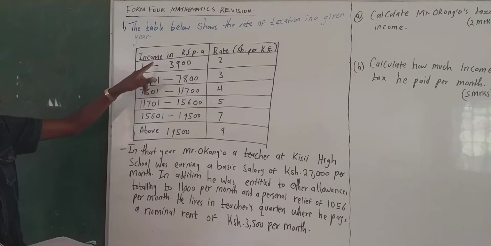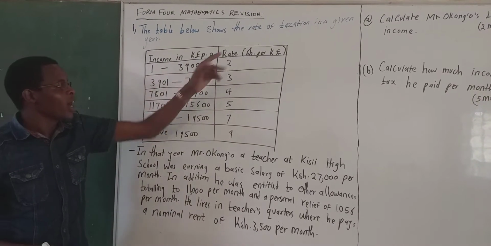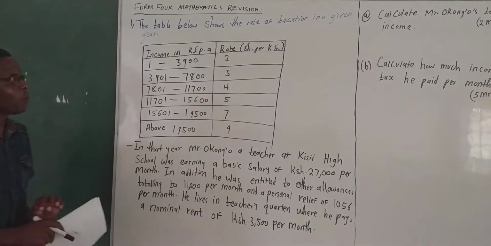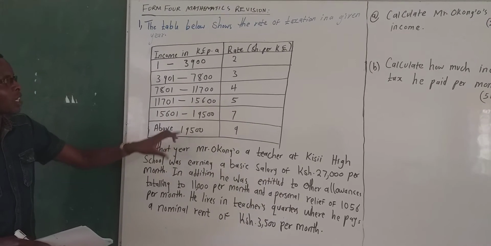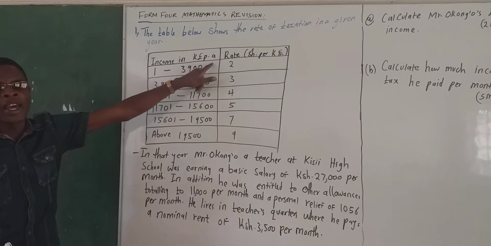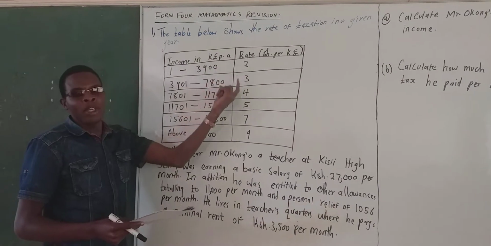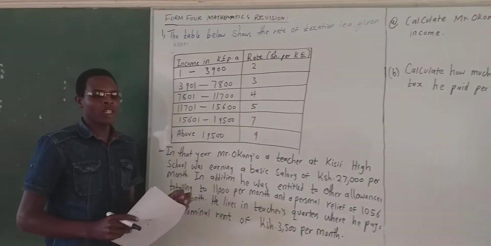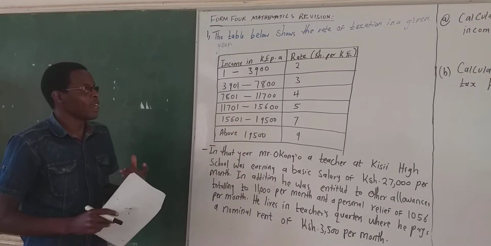In the first row we have income, that is in Kenyan pounds per annum. Then we have rate in Kenyan shillings per Kenyan pound. That is the vital information the moment you want to work under this question. And remember, under this type of question, everything you are going to work with is in terms of per year, because Kenyan pounds per annum means per year. Whatever you have been given in Kenyan shillings, you have to convert first into Kenyan pounds.